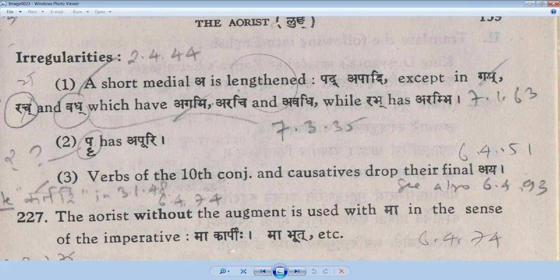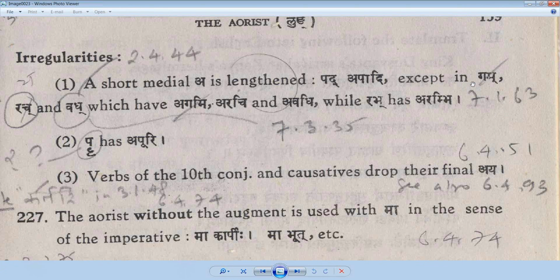Just like apadi will get agami. There'll be no exception. It says except in this, but then I realized at the end of last class that if you make it a causative form from gum, then we'll get the forms agami, agami. Okay, so let's go through that.